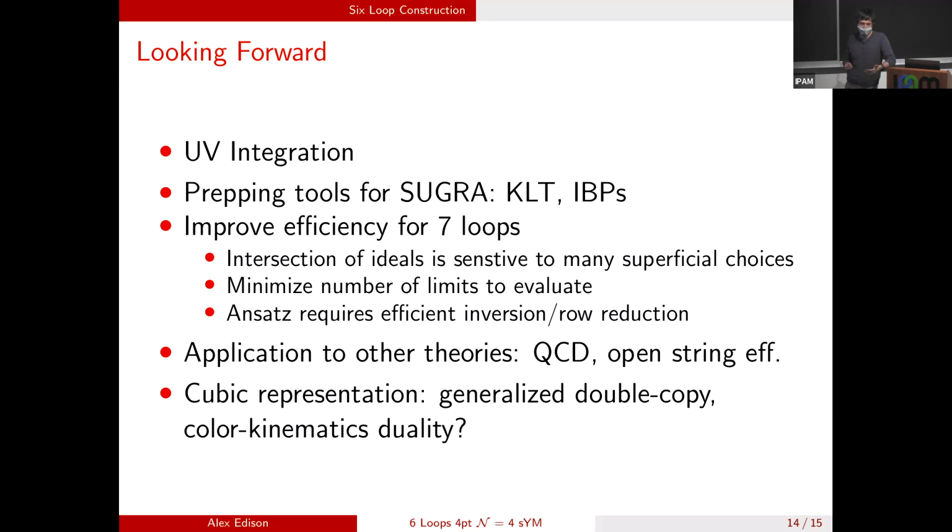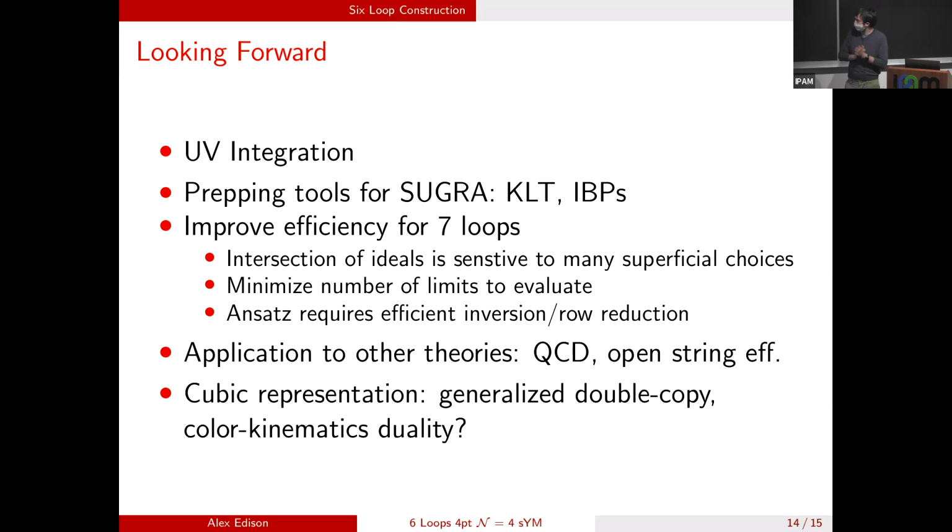seemingly superficial choices. So what do you call your first variable? What do you call your first ideal? This is just an inescapable fact of modern computational algebraic geometry. So understanding good choices there is important. Also understanding how many limits you need to actually evaluate. From the ansatz perspective, you can just evaluate, solve until you've solved everything. From the ideals perspective, that's a little bit more difficult.